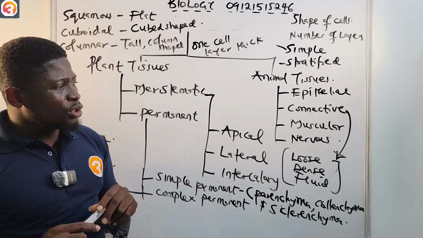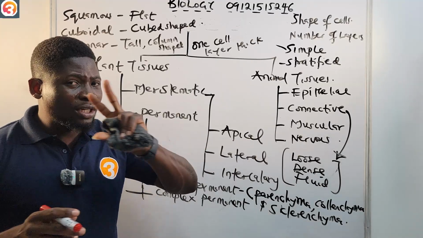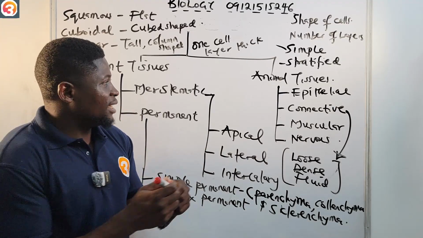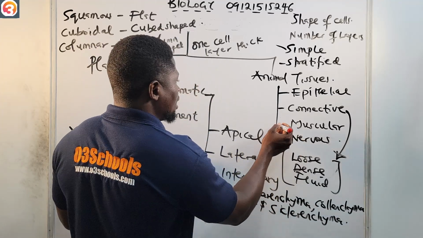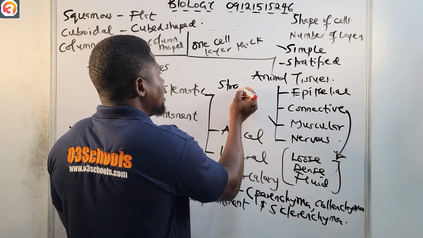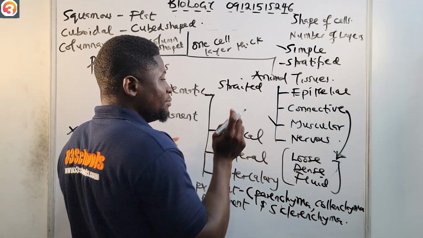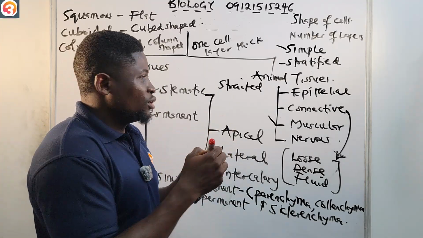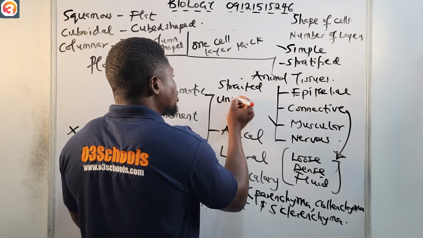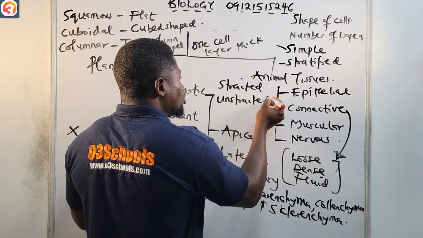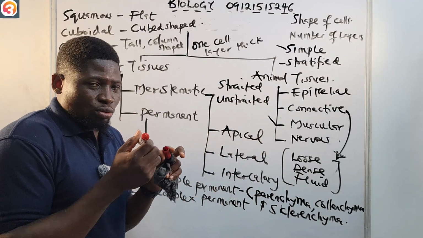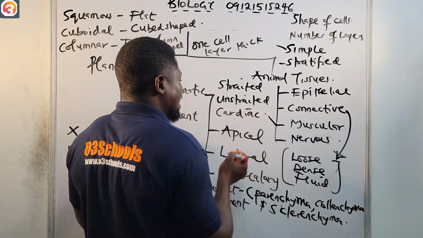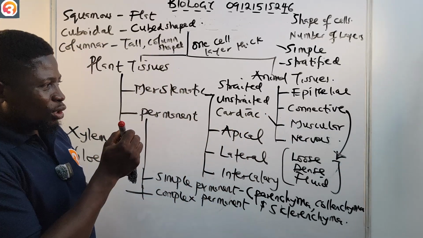Muscular tissue is also divided into three. Number one, we have the one we call striated. Striated means they are skeletal muscles. Then we have the unstriated, which are smooth muscles. Then we also have the cardiac, which is the third one, the cardiac muscular tissue.